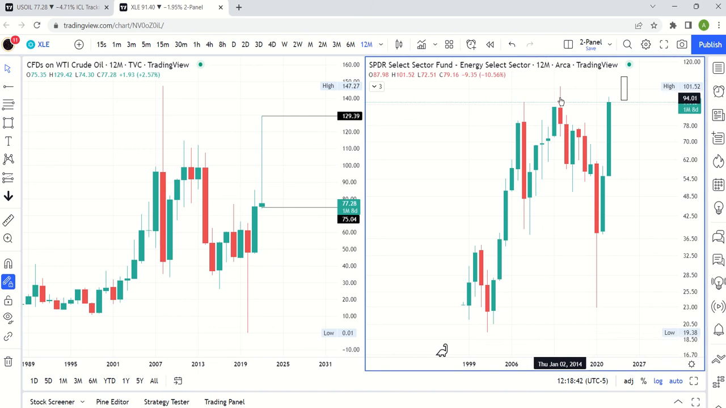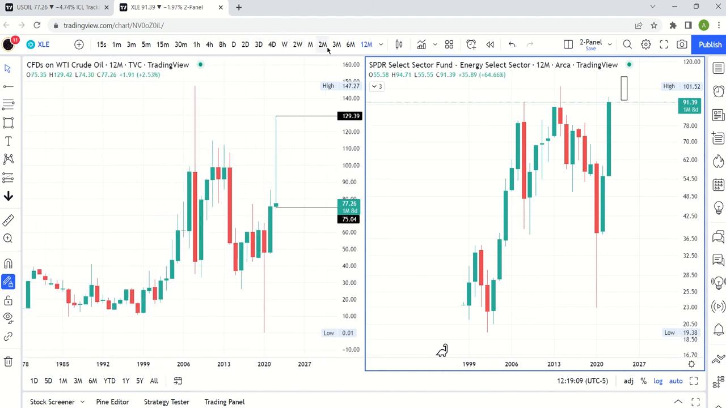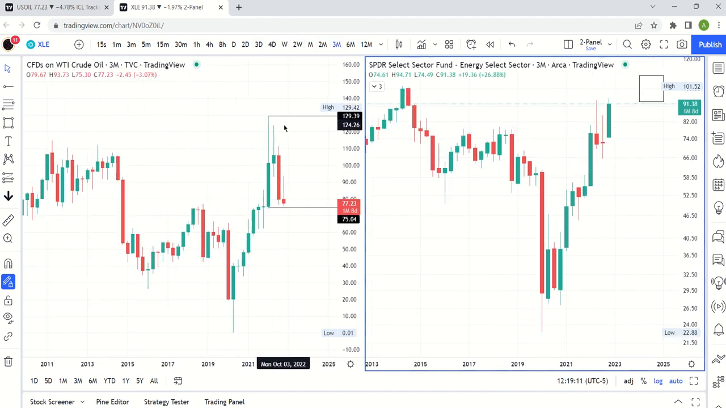But that might be your ultimate point, where it's still not made a new all-time high. That would be above 101.52, right? And so we're at 91, so still more than 10% up from here. Let's zoom in though to see when XLE topped out and when oil topped out. Let's move into the quarterly level.